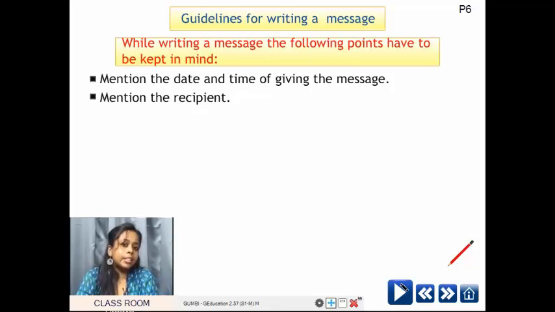Then mention the recipient. This means whose address is this? Recipient means the person who is addressed to, the person who is getting the message, who is receiving the message. So then comes the recipient, means the person to whom you are writing the message. Okay, that name.